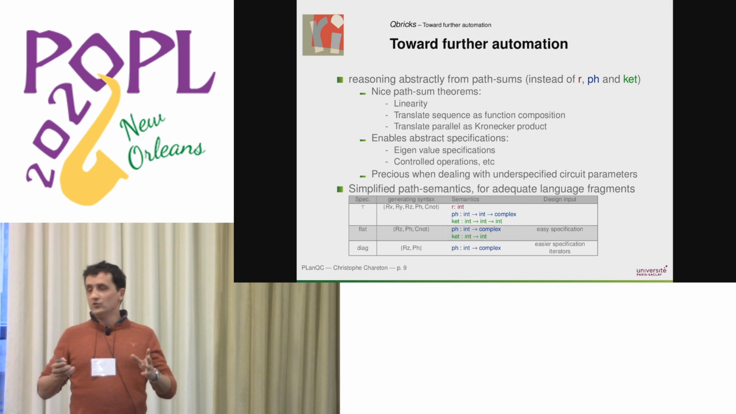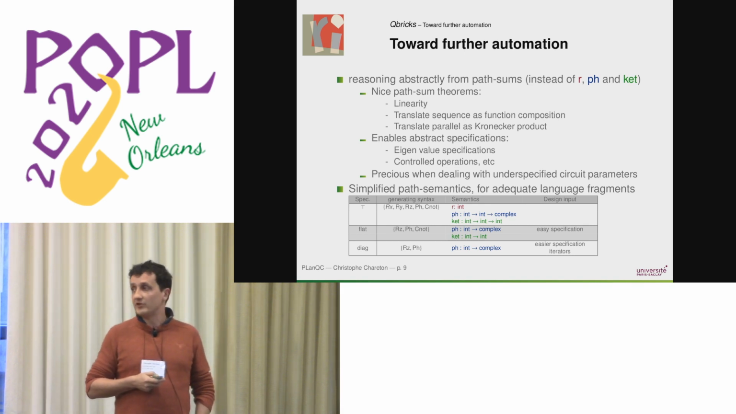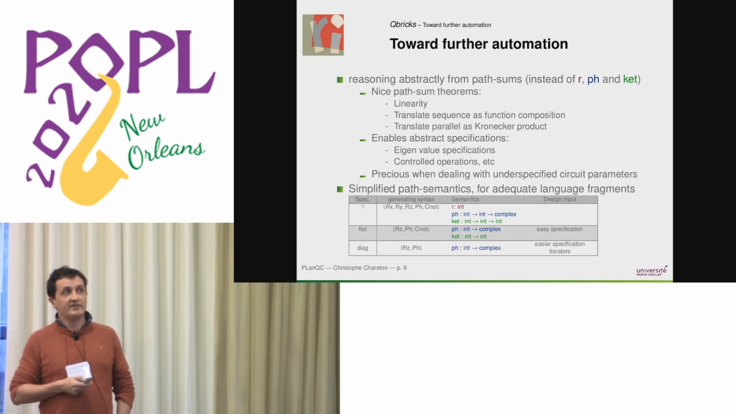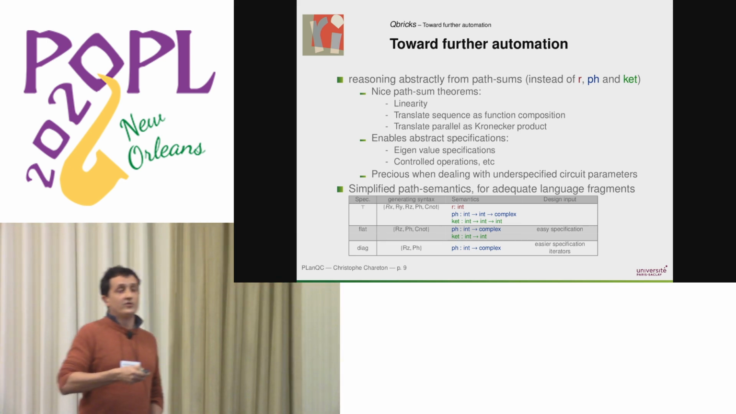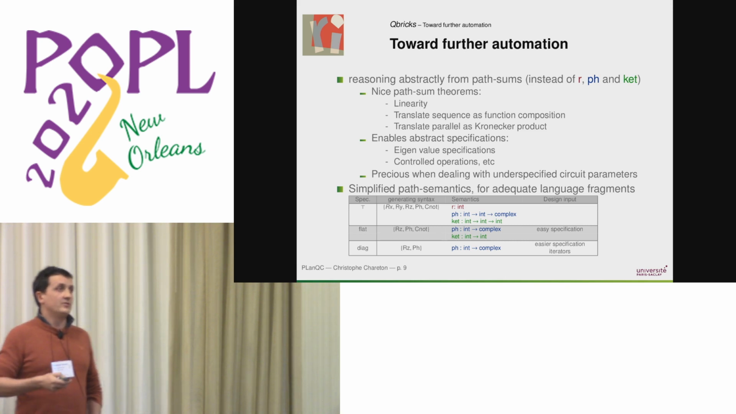Now I also started working on getting further automation of the proof support. This has two directions. The first one is to take profit on some nice properties of the semantics, like it is linear, it translates sequence as function compositions, and so on. So to take profit on these properties, to introduce and work with more abstract specifications. And like the main example here is eigenvalue specifications that was helpful for the implementation of my case study, the phase estimation.